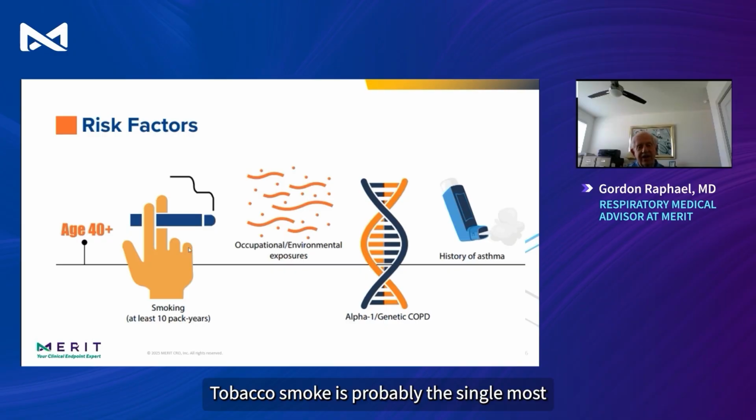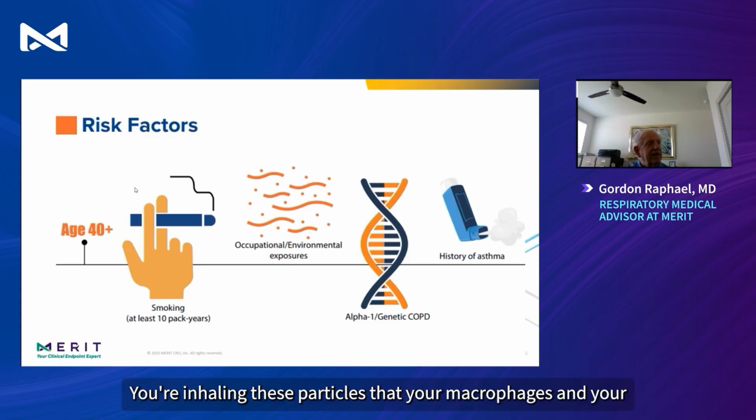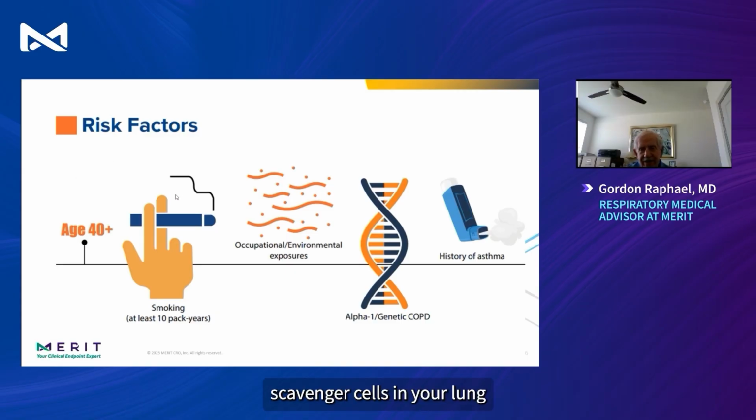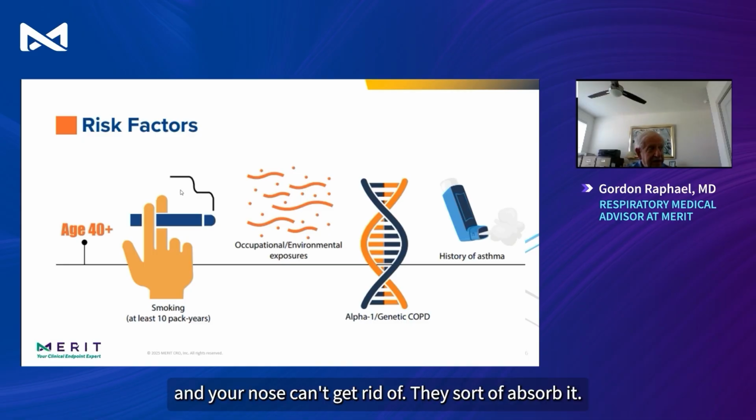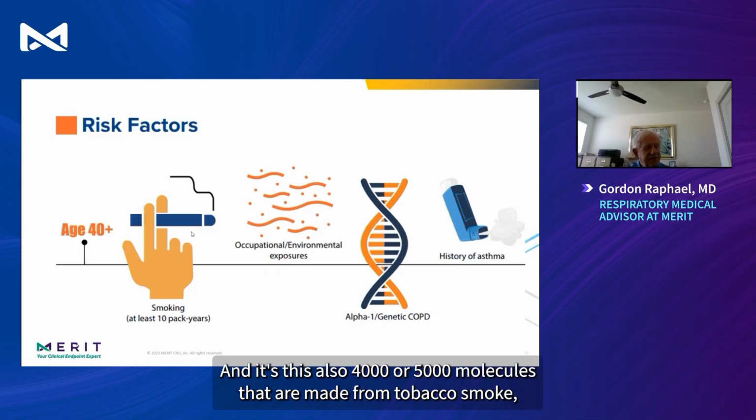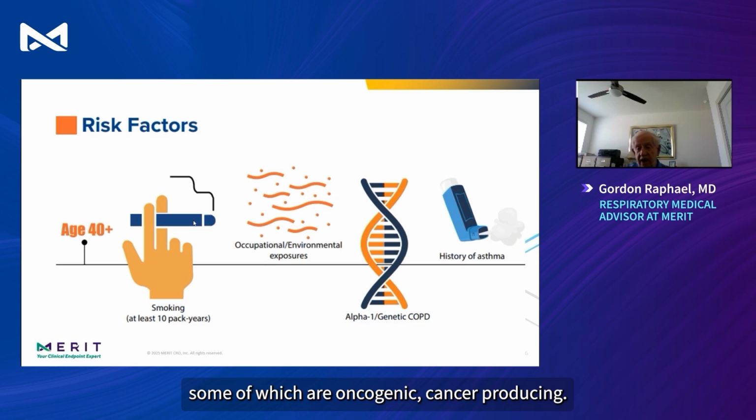Tobacco smoke is probably the single most important risk factor in terms of COPD by far. You're inhaling particles that your macrophages and scavenger cells in your lung and your nose can't get rid of. They absorb it but can't digest it, and that creates all sorts of inflammatory changes. There are also 4,000 or 5,000 molecules made from tobacco smoke, some of which are oncogenic, cancer producing. But anyway, this is probably the principal problem: cigarette smoking.